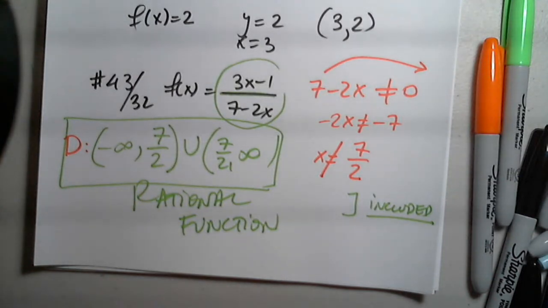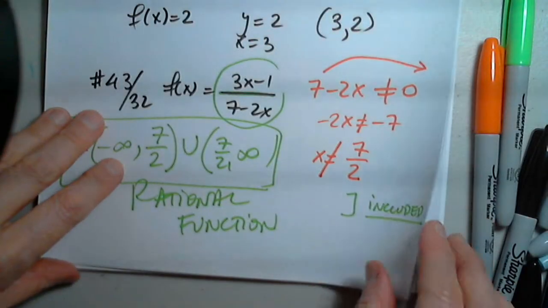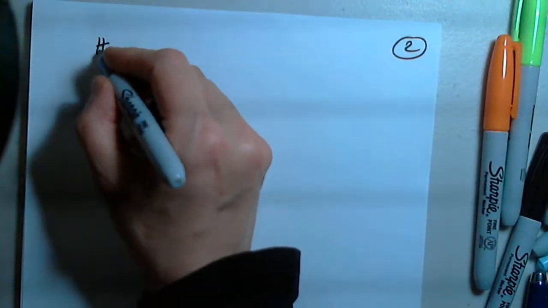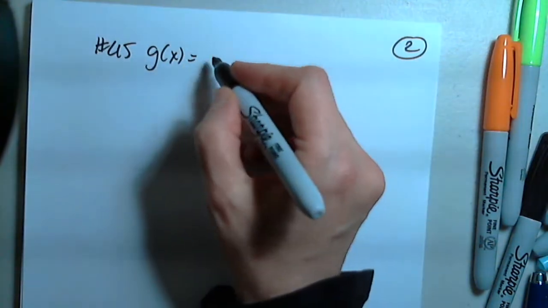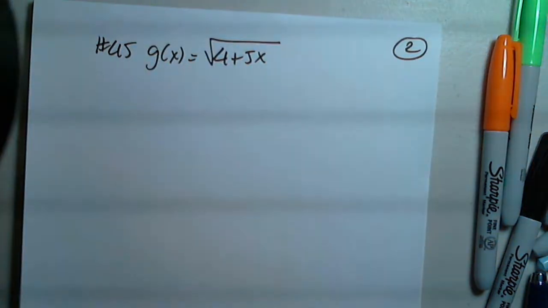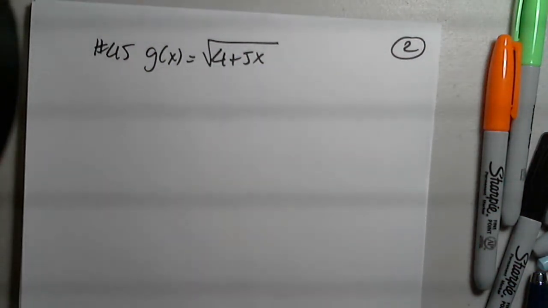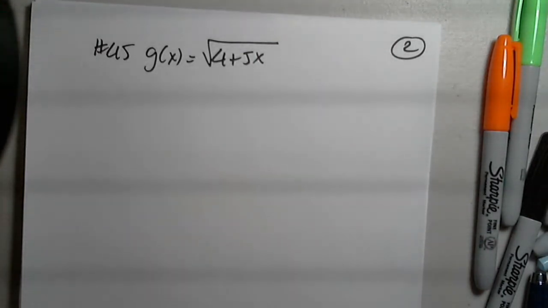Good. So let's go back to a radical function like, I don't know, 45. Other questions here? Can I move on? So 45: g of x equals the square root of 4 plus 5x. Can anyone tell us how we start? How do we think on this one?